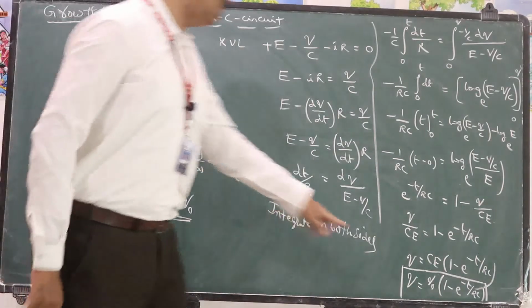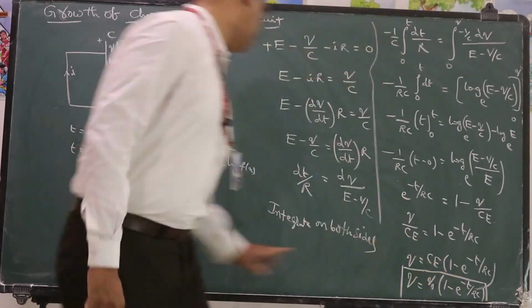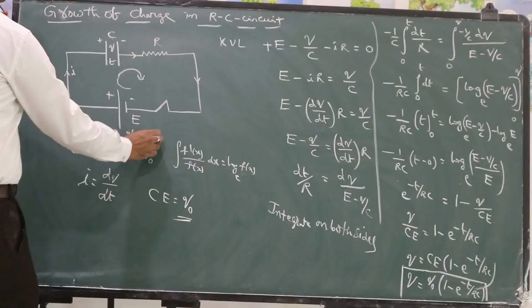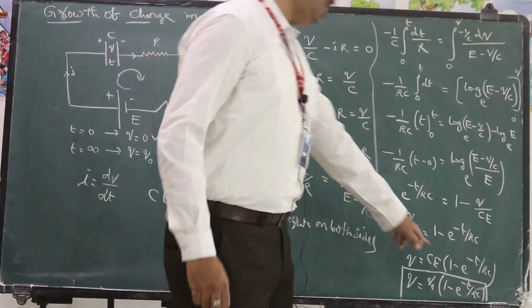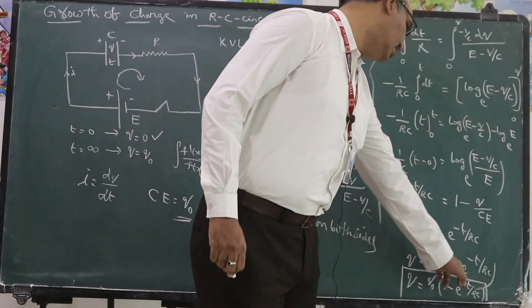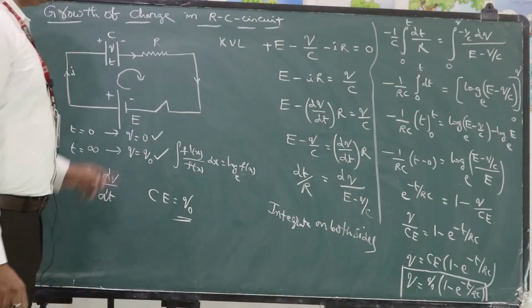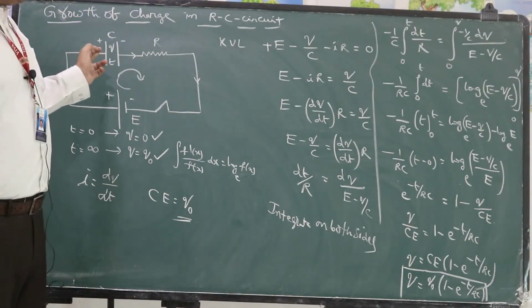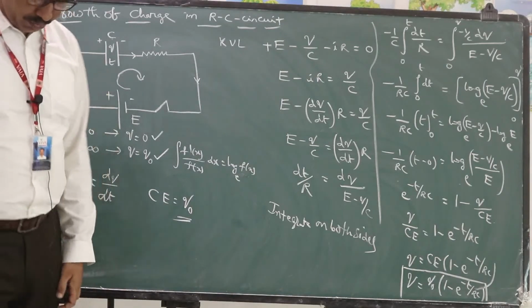When you take t is equal to 0, something power 0 is 1. 1 minus 1 is 0. Q is equal to 0. This condition is satisfied. You take t is equal to infinity. Whenever you take infinity, it becomes e power minus infinity, 1 by e power infinity, 1 by infinity is 0. Q becomes Q naught. This condition is also valid. After t time, the instantaneous charge is given by that formula.